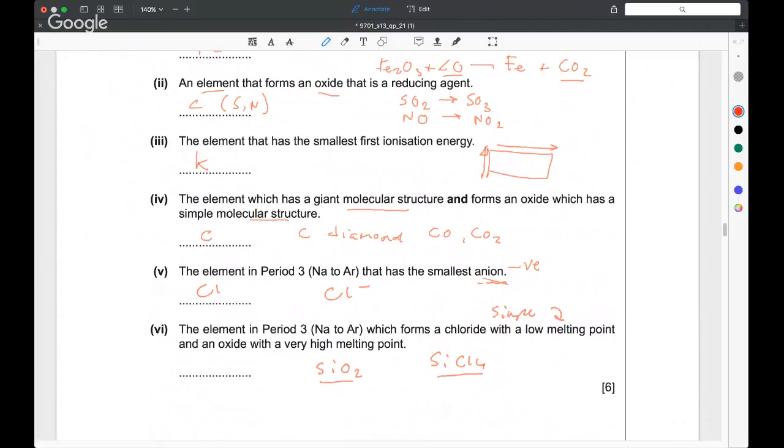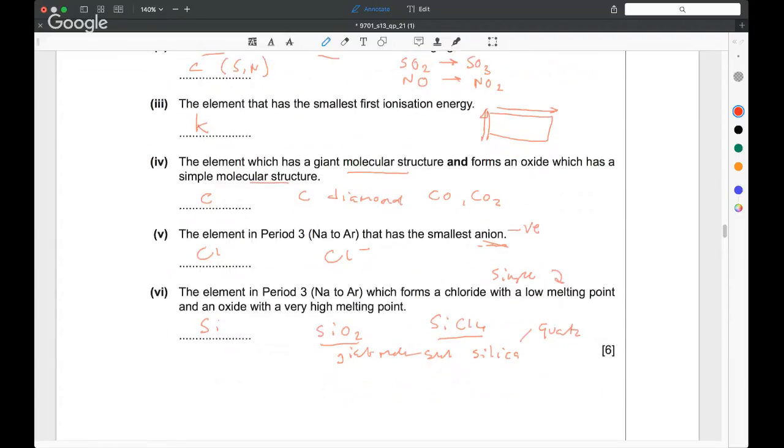And you just need to recall that silicon oxide, that's not a very good representation of it. It forms a giant molecular substance, usually called silica, and that's found in quartz, isn't it, in rocks. So that's a really hard, high melting point substance, silicon dioxide, silica. So the good candidate here, a good example, is silicon. We can choose that as our element from period 3, which has this chloride, silicon tetrachloride, and then the oxide is a giant molecular substance, silica.